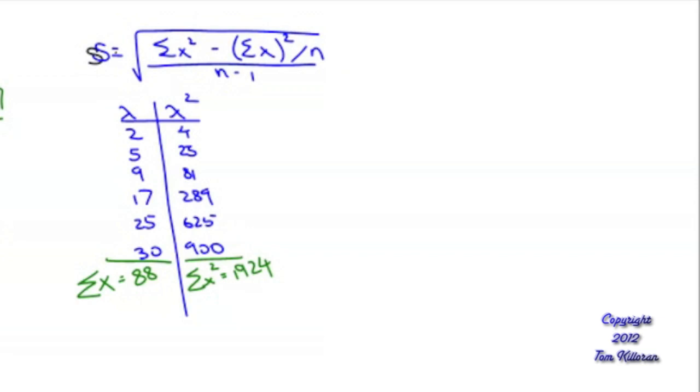If you forget where to put things, it works this way. The big number goes first, so it goes here. The small number goes here, and then you do your n and your n minus 1. So this becomes the square root of, big number is this 1924, small number is 88. You're going to take that number and square it. You're going to divide it by n. What's n? 6. And then you divide this whole thing by n minus 1, which is 5.